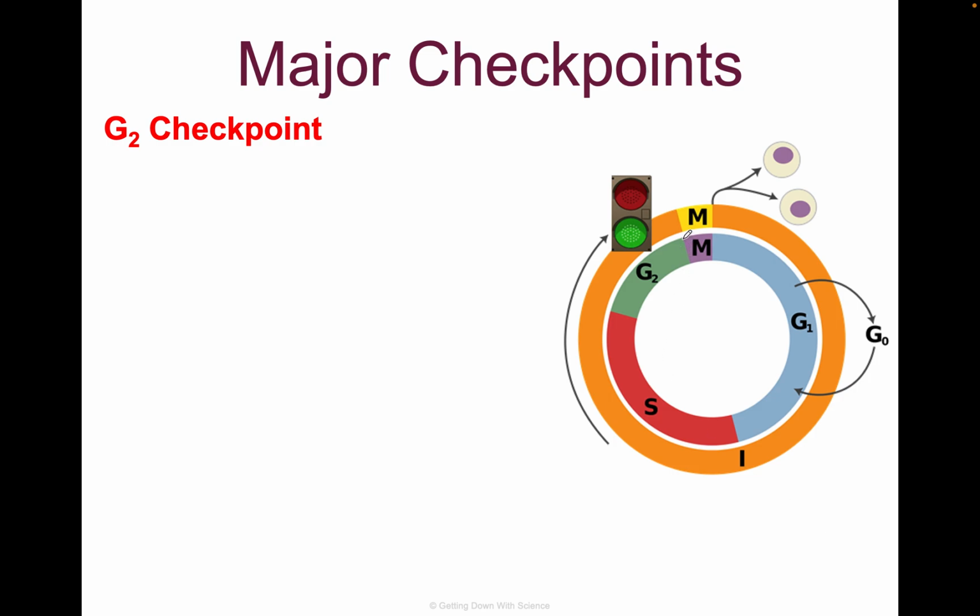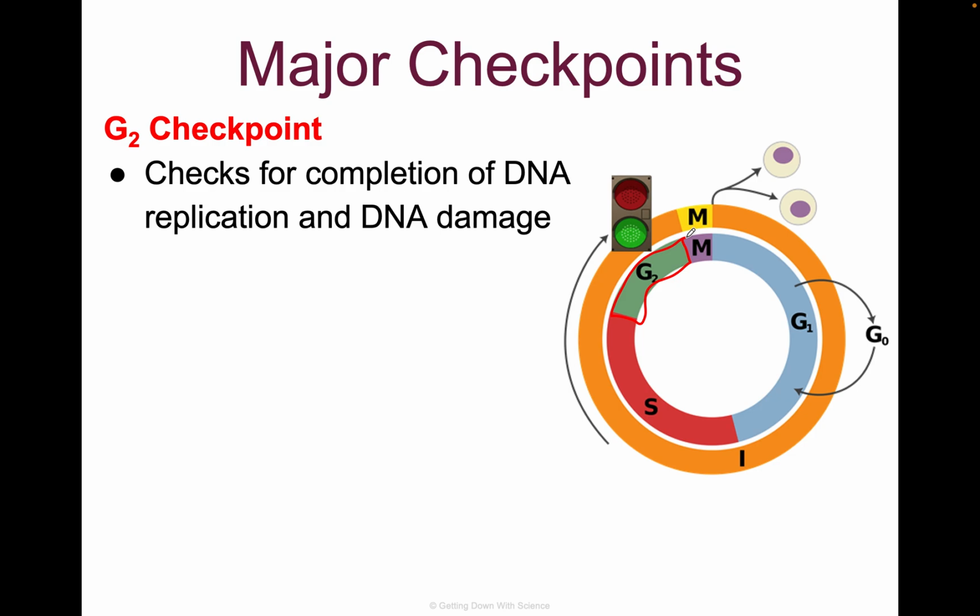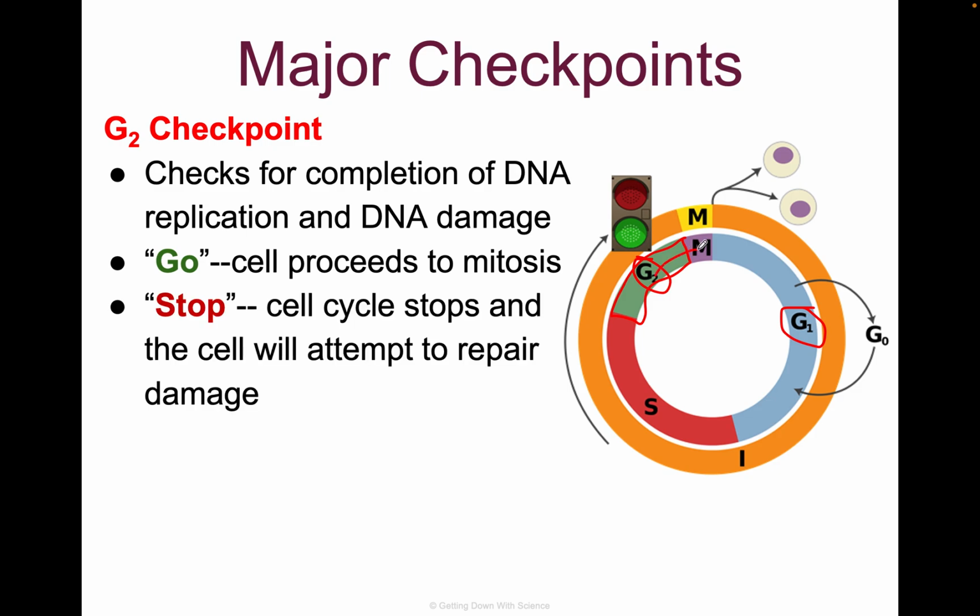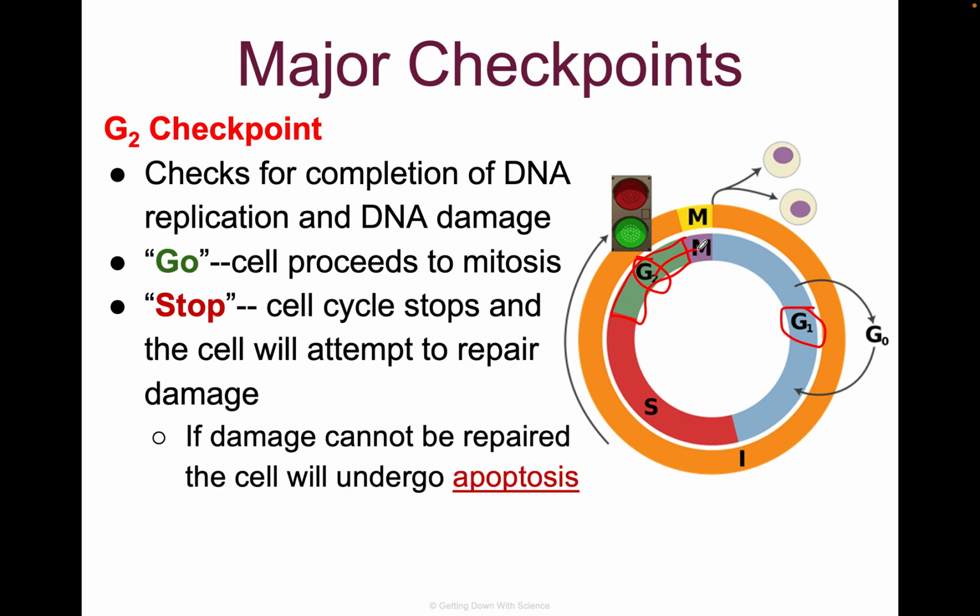G2 checkpoint, right over here. It's right after the DNA duplicates. It checks for the completion of DNA replication and again for DNA damage. So we check for DNA damage over here before we replicate, and then we double check after we replicate. When we say go, the DNA looks good, it's not damaged, it's replicated, we've got two of each, and the cell proceeds into mitosis. If it receives a stop signal, the cell will stop and attempt to repair the damage, but if it can't repair it, the cell will undergo apoptosis, which again is programmed cell death. Boom, right there.